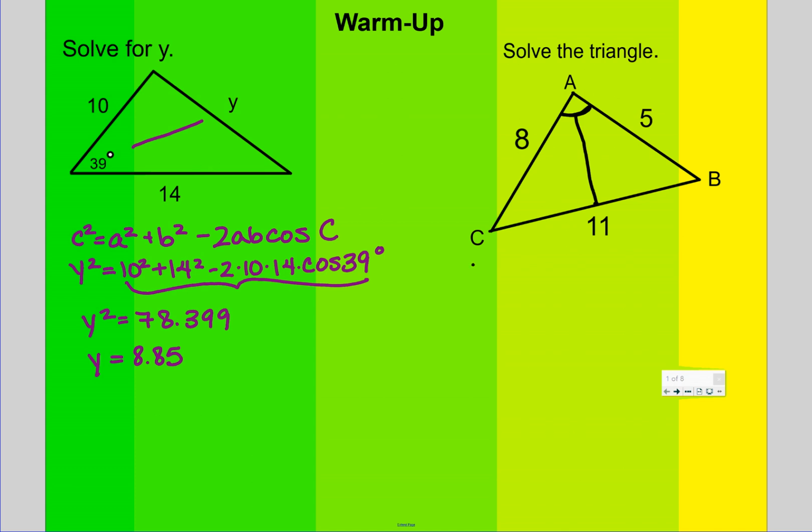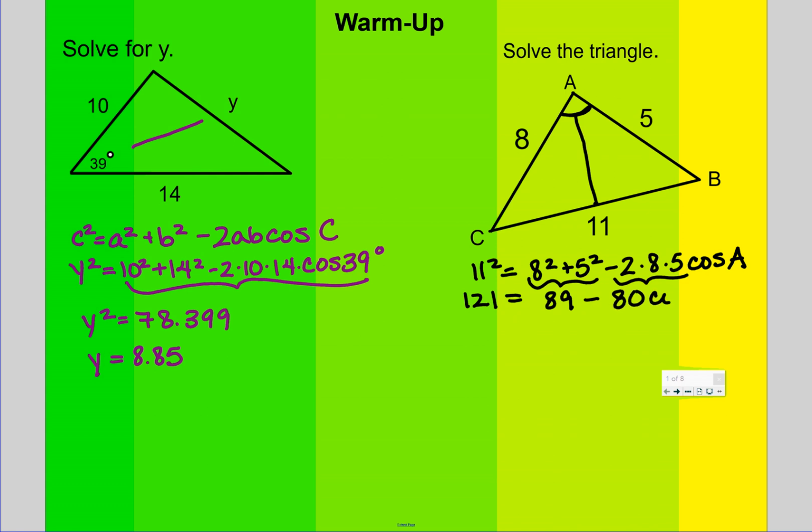So this time, the 11 is going to be on the left. And then next to my cosine is going to be my variable. So it's going to be cosine angle A. And then we've got a little bit of simplifying to do. So 11 squared gives me 121. You can do 8 squared and 5 squared together, which give me 89. And then you can do 2, 8, and 5 multiplied together, which are going to give me 80 cosine A. And remember, we do not want to subtract now because these are not like terms. One has a cosine A, the other one doesn't.